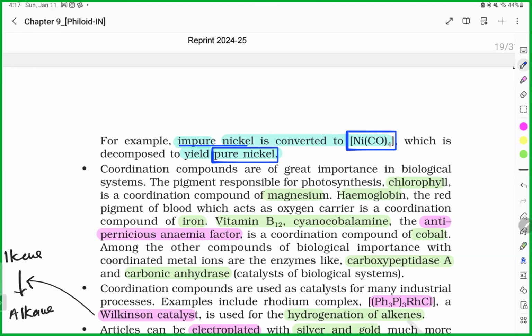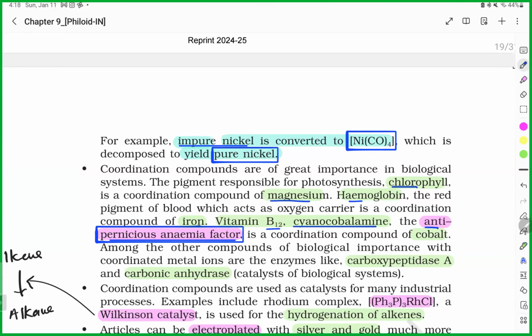You already did this. Chlorophyll contains magnesium. Hemoglobin has iron, Fe2 positive. Vitamin B12 is cyanocobalamin, the anti-pernicious anemia factor. What does it mean? Deficiency of vitamin B12 causes pernicious anemia. So if you provide vitamin B12, pernicious anemia will reduce. So, anti-pernicious anemia.